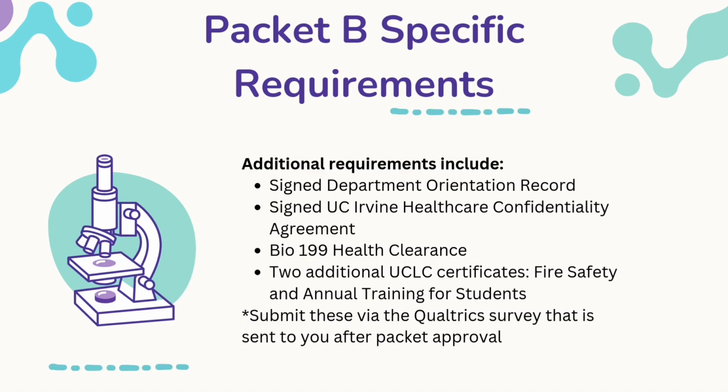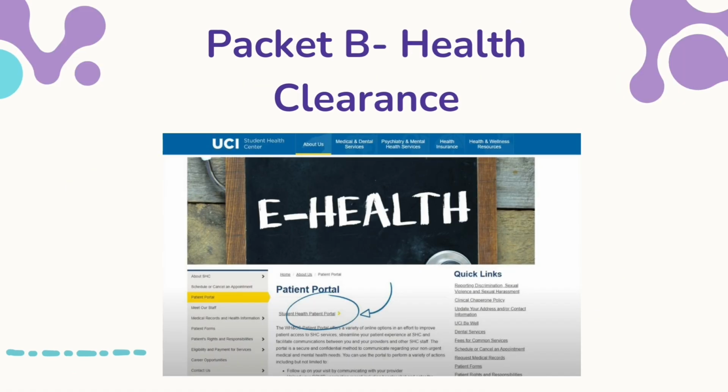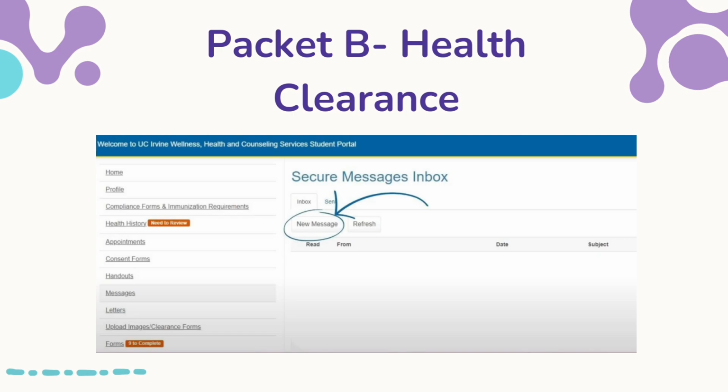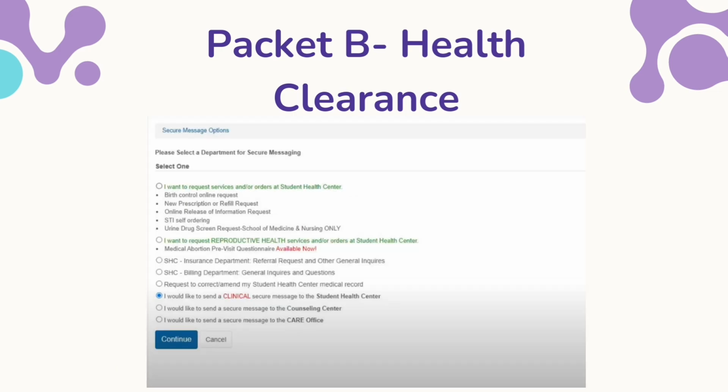Okay, now we'll be walking through how to obtain your health clearance. So first you're going to navigate to the Student Health Center website, and then you're going to go under Patient Portal and then follow the Student Health Patient Portal link. From here, you're going to select Messages on the sidebar and then New Message. Then select I would like to send a clinical secure message to the Student Health Center.